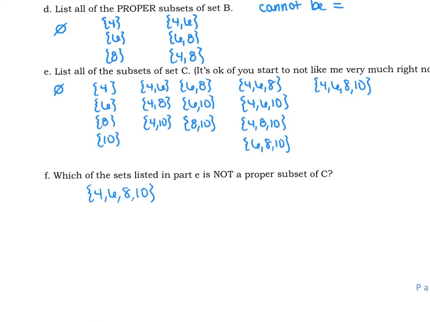And remember, order does not matter. So if you have any combination of those elements in your curly braces, you have the same set that I do. If you have duplicated because you've rearranged, again, you need to cross out any of those duplicates. And as for question F, which of the sets listed is not a proper subset of set C? Again, no equality allowed.